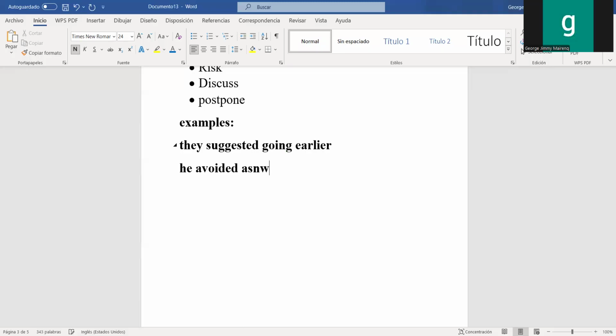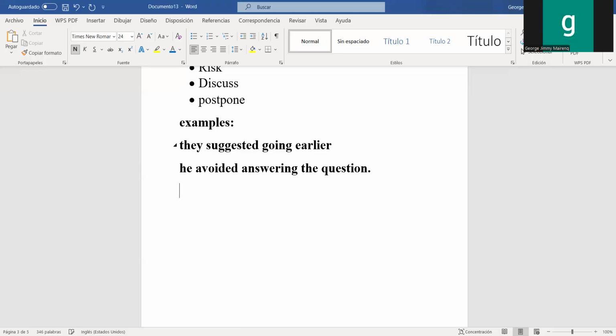Okay. Let's see another example. He avoided answering the question. You see, we got the verb avoid. So next we have another verb that in this case is to answer. So we must use it with the ing form.